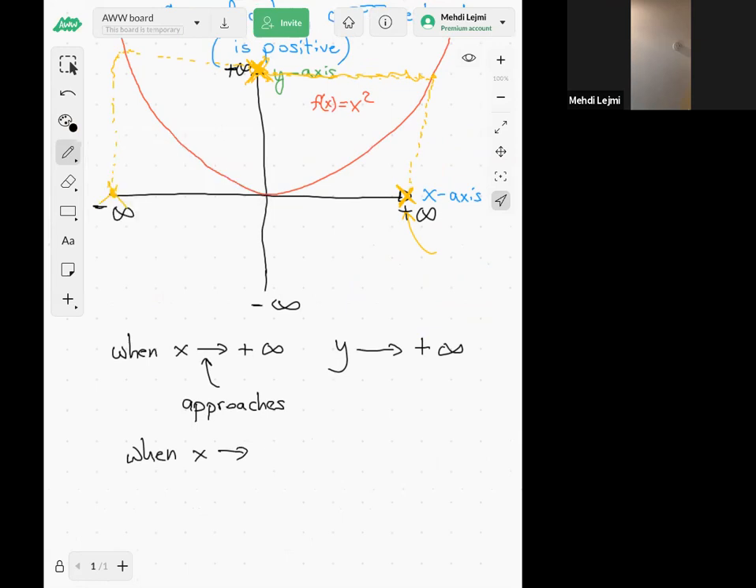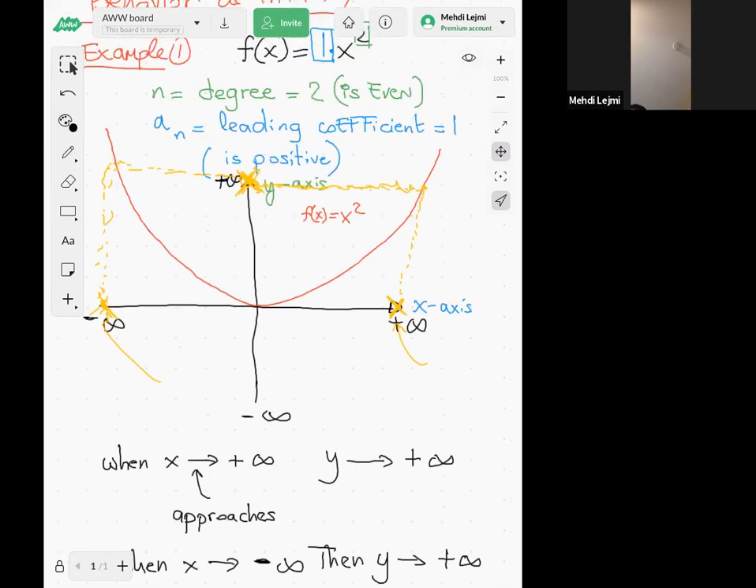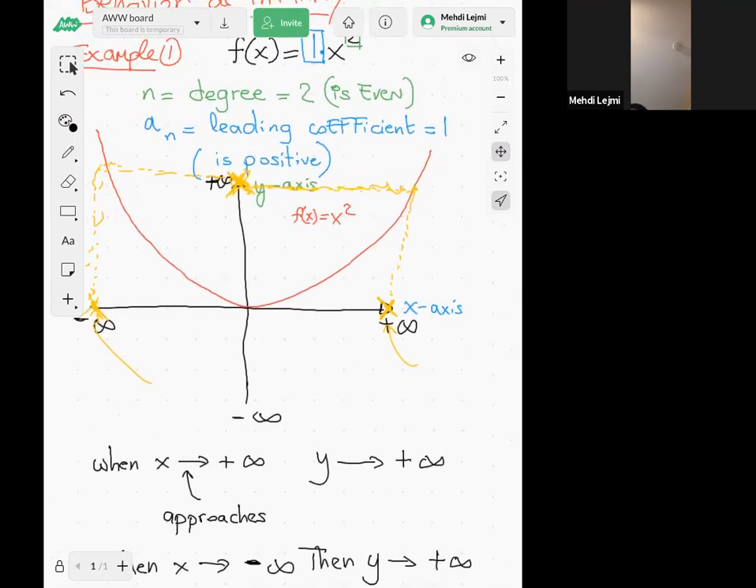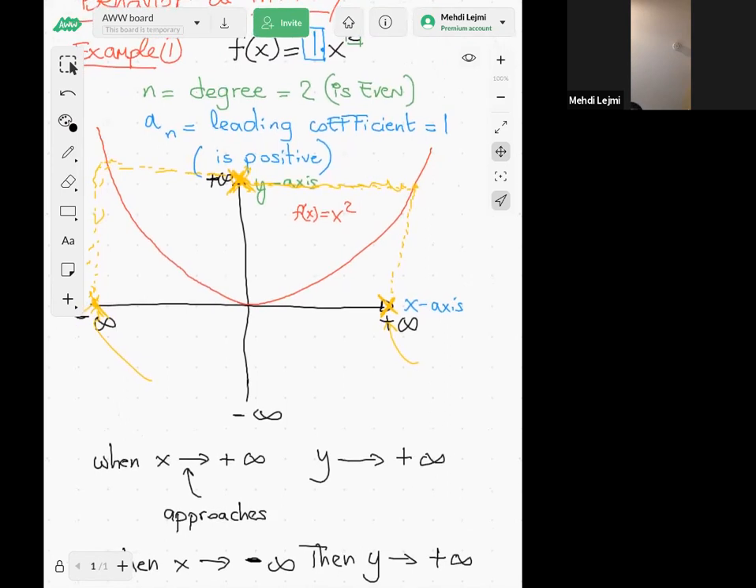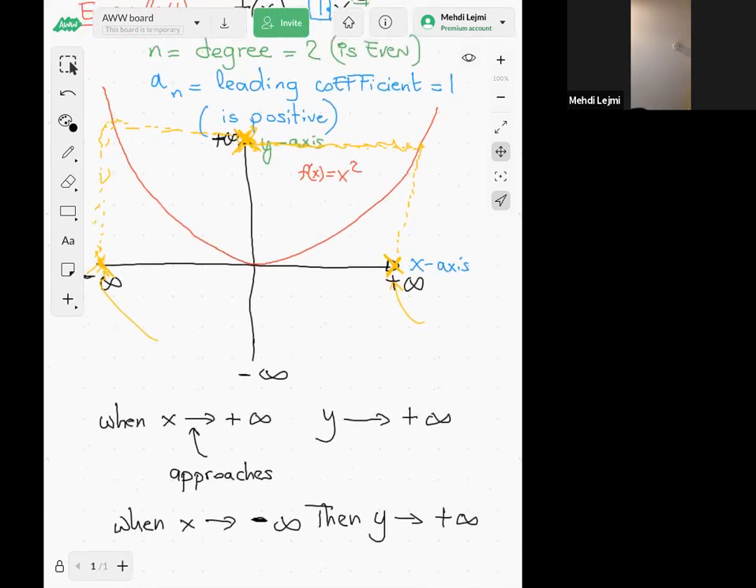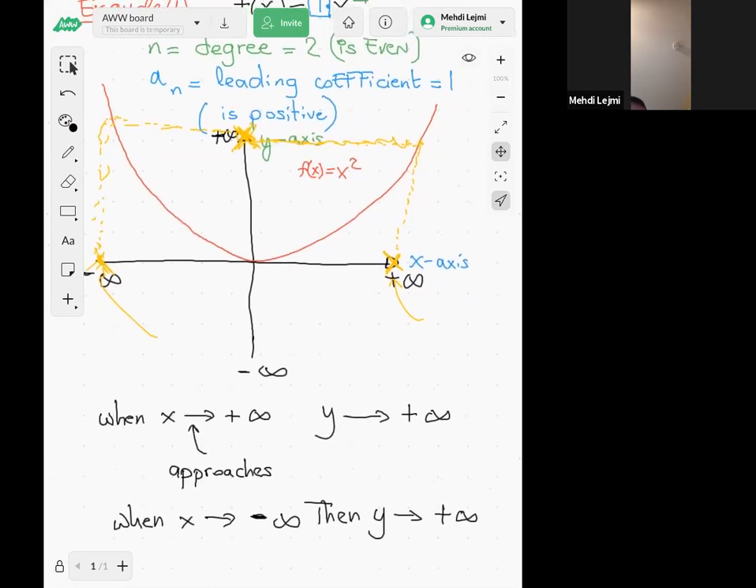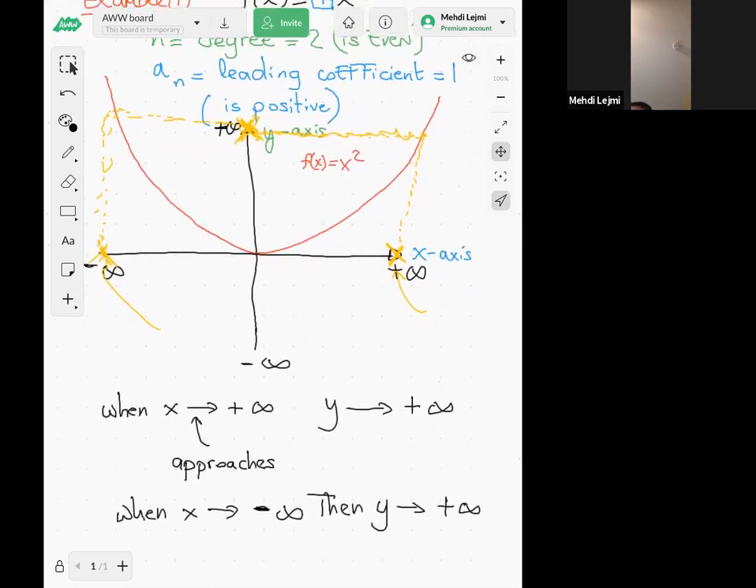So when x goes to negative infinity, right? So here's my negative infinity. The image, the output, y approaches positive infinity. So you see, this is for x squared. X squared is a polynomial, the degree is 2. The leading coefficient is 1, which is positive. And so you see what happens when x goes to positive infinity or negative infinity: in both cases, the output y would go to positive infinity.